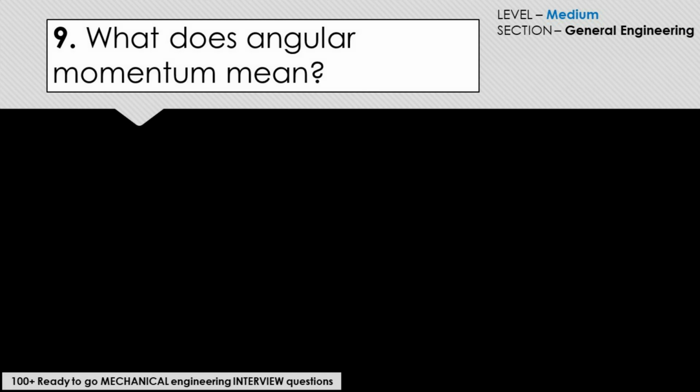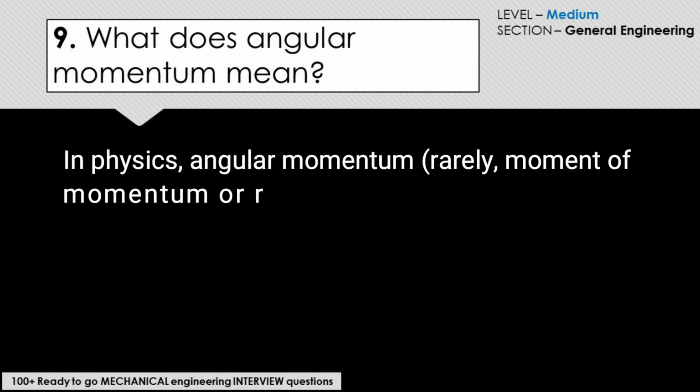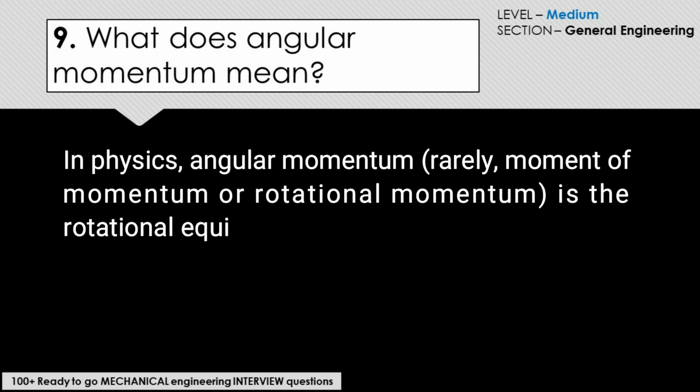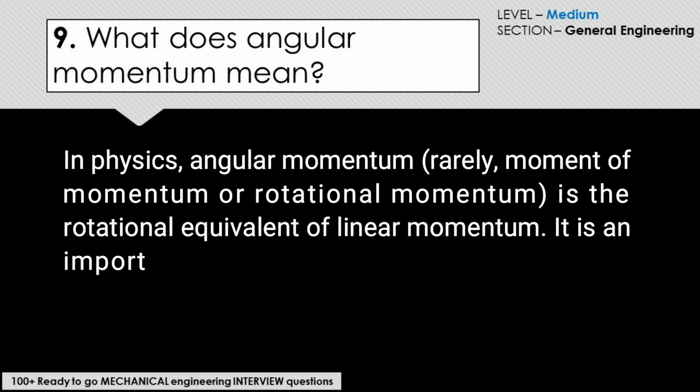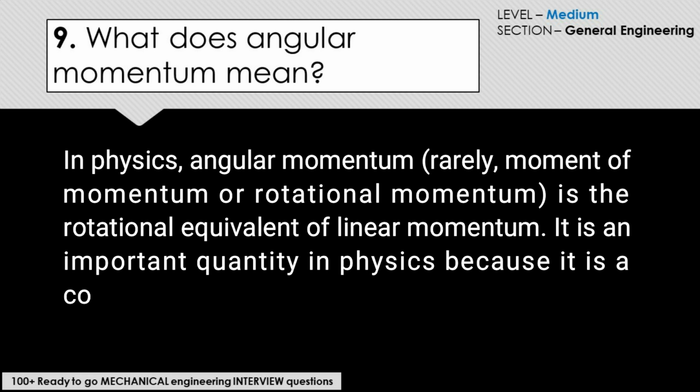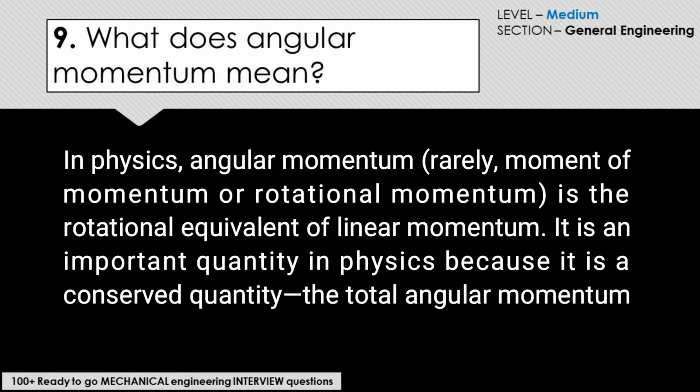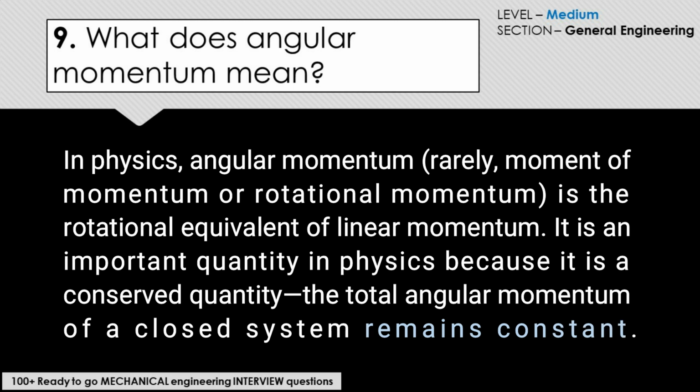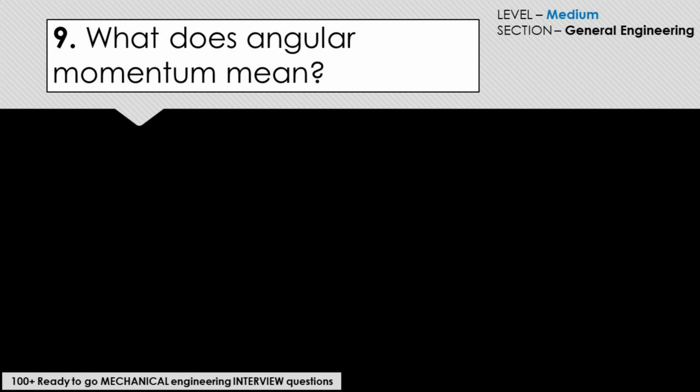What does angular momentum mean? In physics, angular momentum is the rotational equivalent of linear momentum. It is an important quantity in physics because it is a conserved quantity. The total angular momentum of a closed system remains constant. And this is what the conservation of angular momentum theory is.